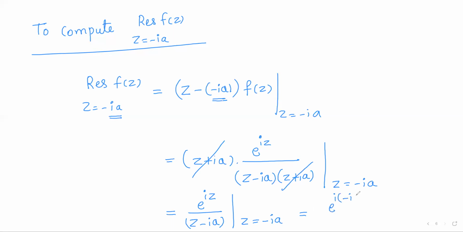So i into minus ia divided by z is minus ia as it is. So i into i square minus 1 into minus. So e to the power a divided by minus 2ia. So we got the residue to be e to the power a divided by minus 2ia. So that is, residue of f of z at the pole minus ia is e to the power a divided by minus 2ia.